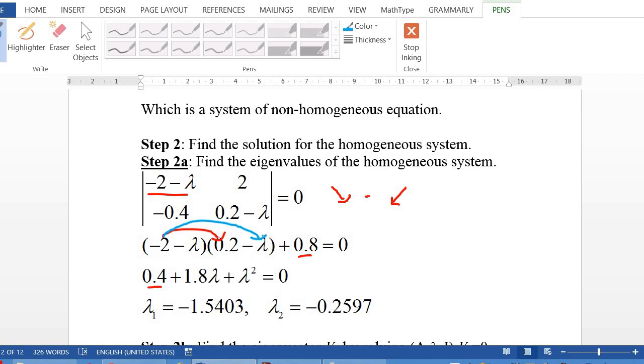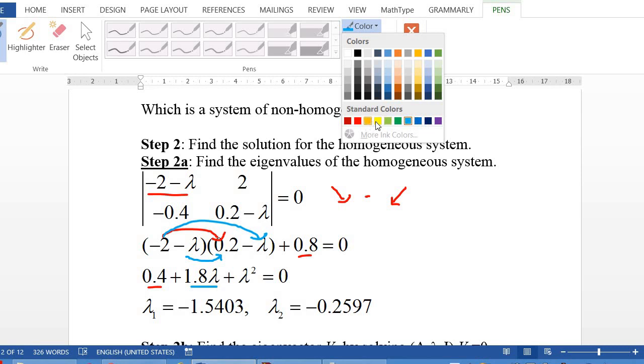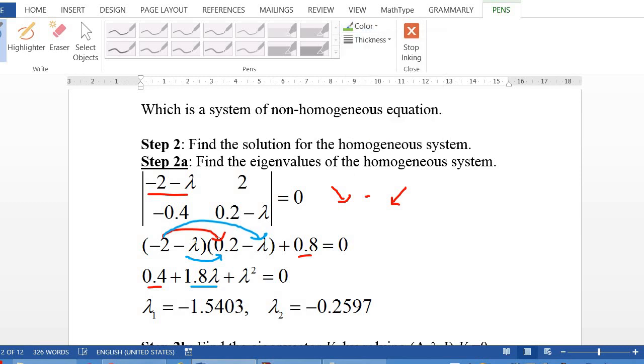This one, negative 2 times negative lambda becomes 2 lambda. Then this one, positive 2 lambda minus 0.2 lambda, so we get a total of 1.8 lambda. And then here, negative lambda times negative lambda becomes positive lambda squared. And you may use your scientific calculator to obtain the value for your lambda.